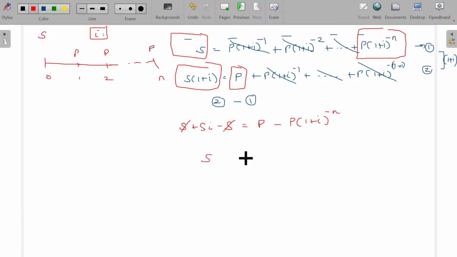So S is equal to, if I take the P outside, I can write it this way first. Si is equal to P into (1 plus i) to the power n minus, once again, P divided by (1 plus i) to the power n. That's how you can rewrite. To simplify, the power minus n can be brought to the denominator so that the minus becomes plus. Now I will take the LCM. If I take the LCM, what happens? (1 plus i) to the power n.